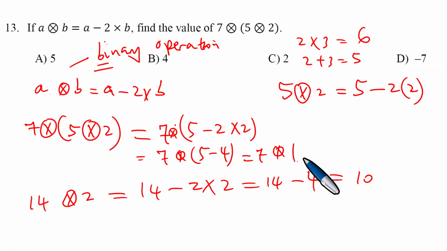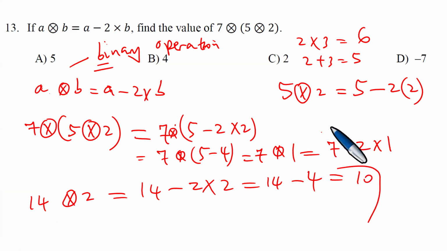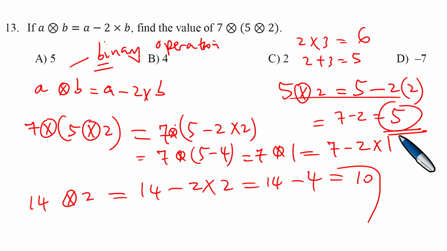Okay. Then you have 7 cross 1. So you're back here, right? Then you're going to say 7 minus 2 times 1. Well done. So these are sort of the practice things you need to do. 7 minus 2. What is 7 minus 2? It's 5, yeah.